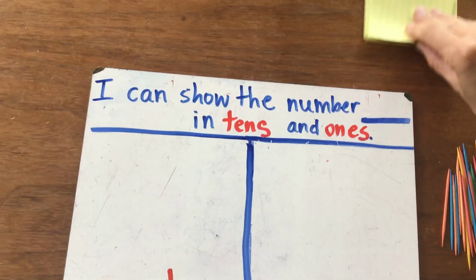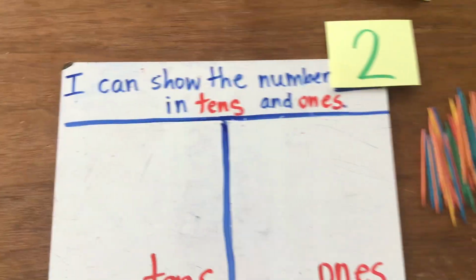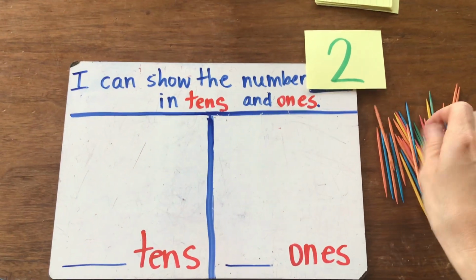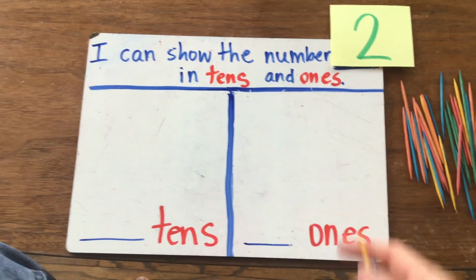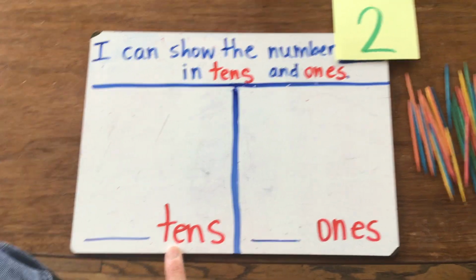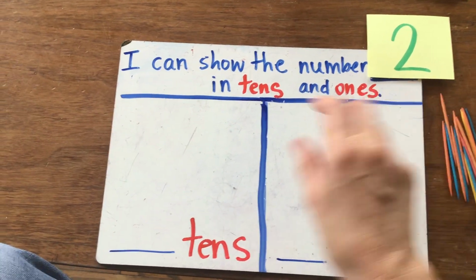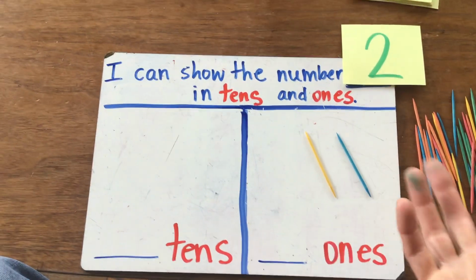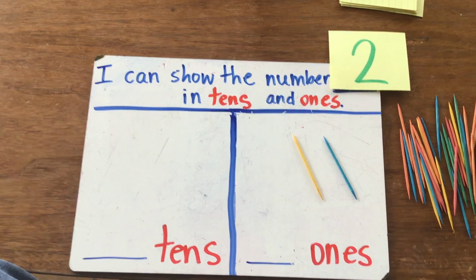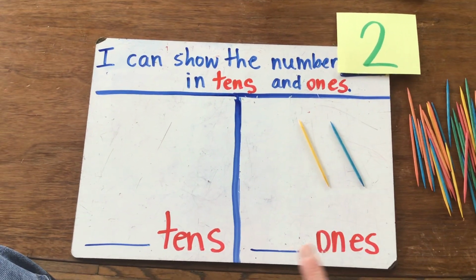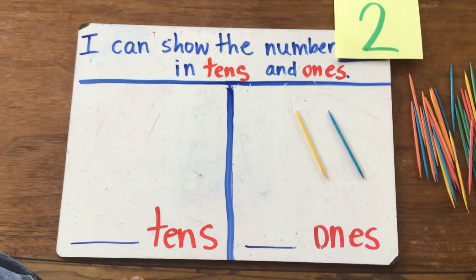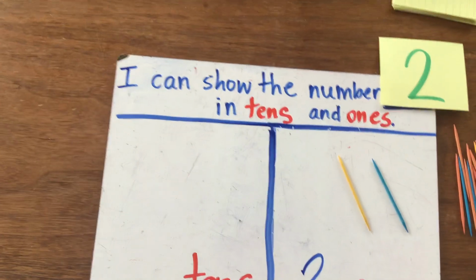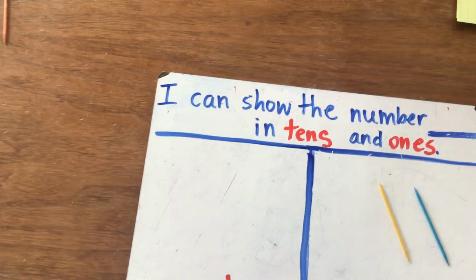Our first number we're going to represent is the number 2. So how many toothpicks do we need? That's right, we need 2. And where do they go, friends? Do they go in the ones place, or do they go in the tens? That's right, they go in the ones. So I can show the number 2 in tens and ones. How many do we have? We have 2 in the ones place. So the number 2 is 2 ones. Are there any tens in this number? Nope. Okay, let's add some more to make a new number.